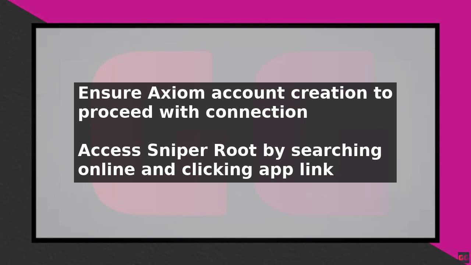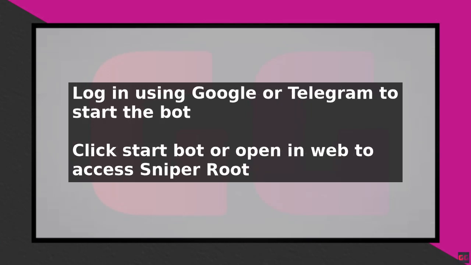app link. You can log in using either Google or Telegram, with Telegram being the recommended option. After selecting the login method, a window will open, prompting you to start the bot. If you have the Telegram app on your computer, you can click Start Bot, but if you prefer the web version, click Open in Web to access the Sniperoo bot.